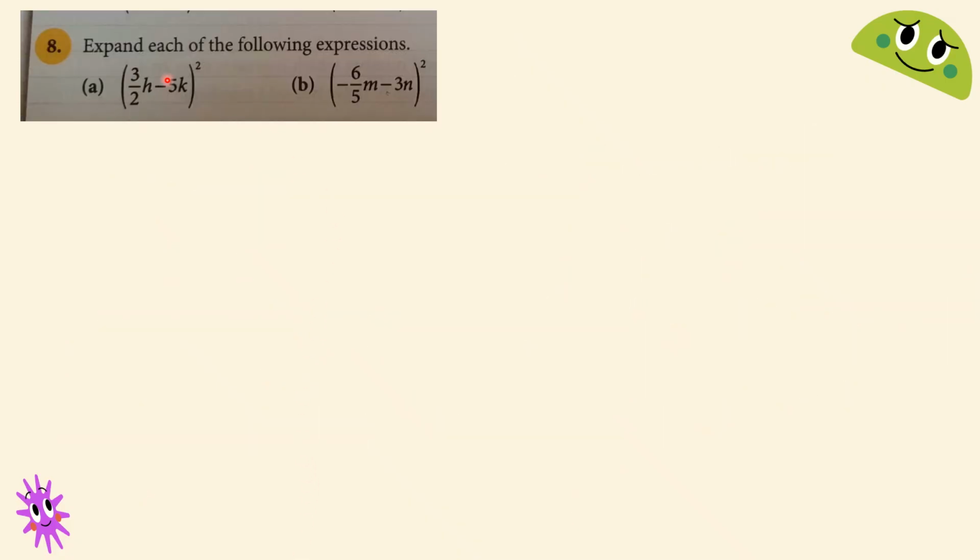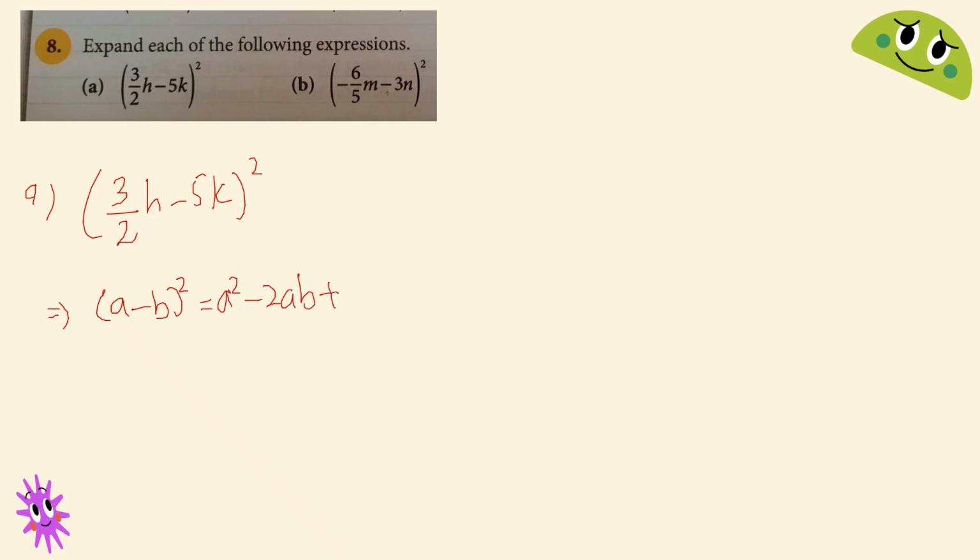Okay, now looking at question number 8, it is similar to question number 7, where we have to expand the following expressions, and again we have the expressions in fraction form, so we will be applying the same technique here as well. Now the first one is (3/2h − 5k) whole square. Now see, this has a minus sign in between two terms, so that means it will be (a − b) whole square, which is equal to a² − 2ab + b².